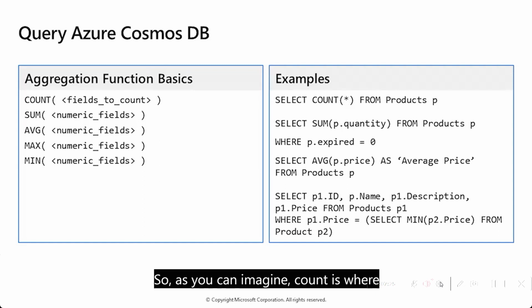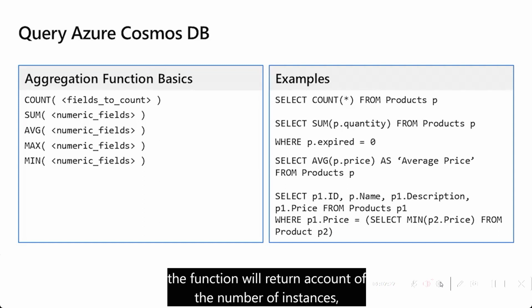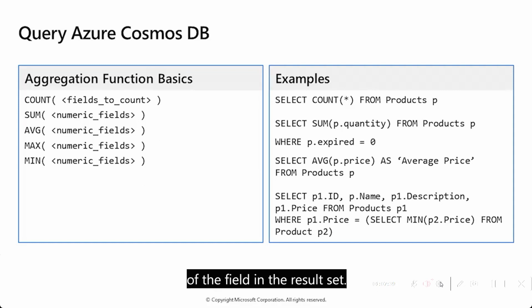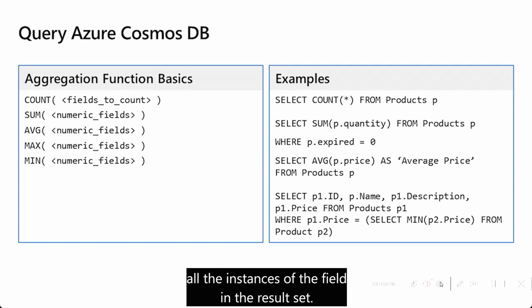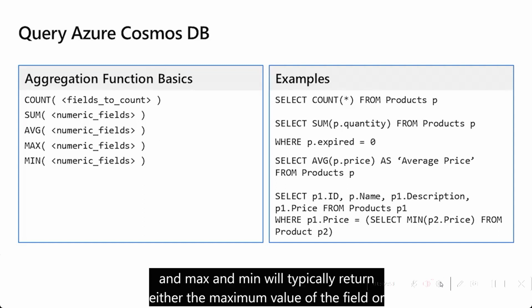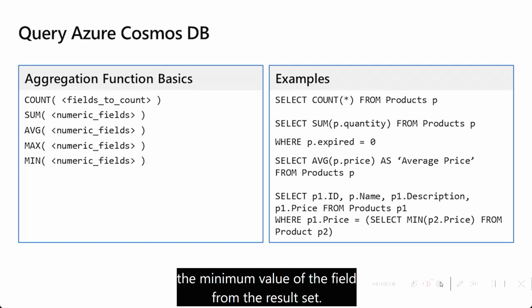As you can imagine, count is where the function will return a count of the number of instances a particular field in the result set occurs. Sum will return the sum of all the instances of the field in the result set. Average will return the mean value of all the instances of the field in the result set, so the values typically are numeric. And max and min will typically return either the maximum value or the minimum value of the field from the result set.